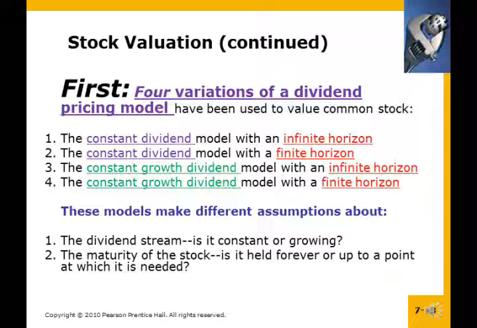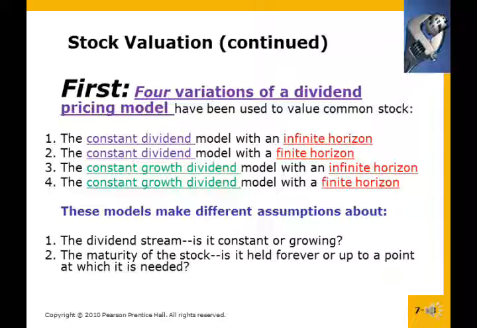But these models make different assumptions about the dividend stream. Is it constant or growing? It's constant in the first and the second model. So in the first and the second model, you will see that the dividend is constant, a fixed number. While it is growing in the third and fourth model. The third and the fourth model have constant growth dividend. It's not constant, it's not fixed.